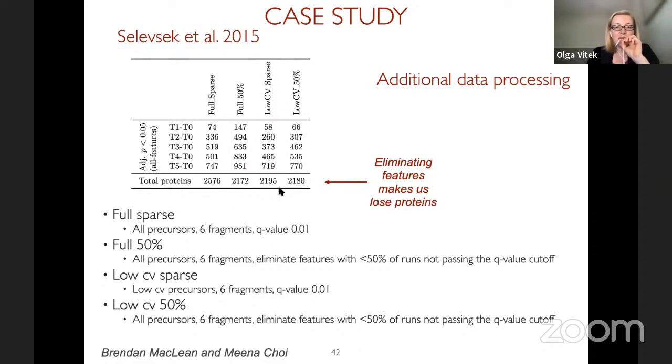So in terms of the number of proteins, clearly low CV and removing entire features makes us lose more proteins compared to full sparse. But full sparse will have more missing values and more noise, right? So somewhere there is some kind of middle ground where we need to keep just the right amount of good quality data and not eliminate too much. And so the question was, how can we computationally find what's this middle ground and hopefully make our conclusions less dependent on this type of subjective choices?